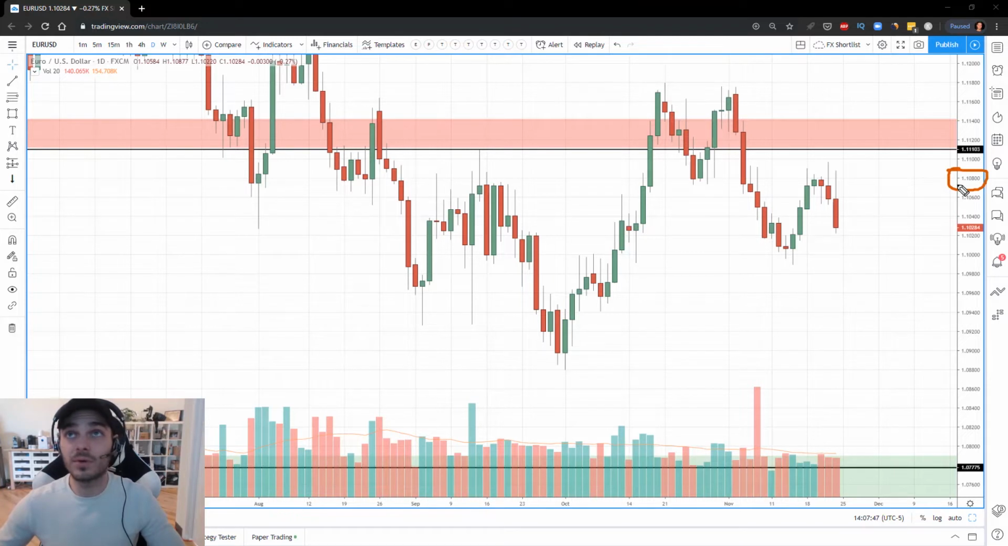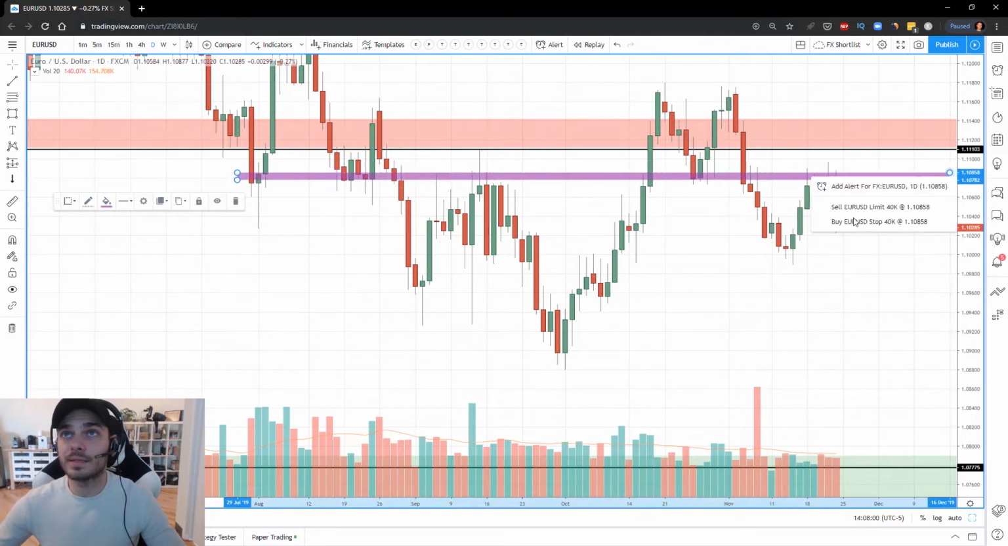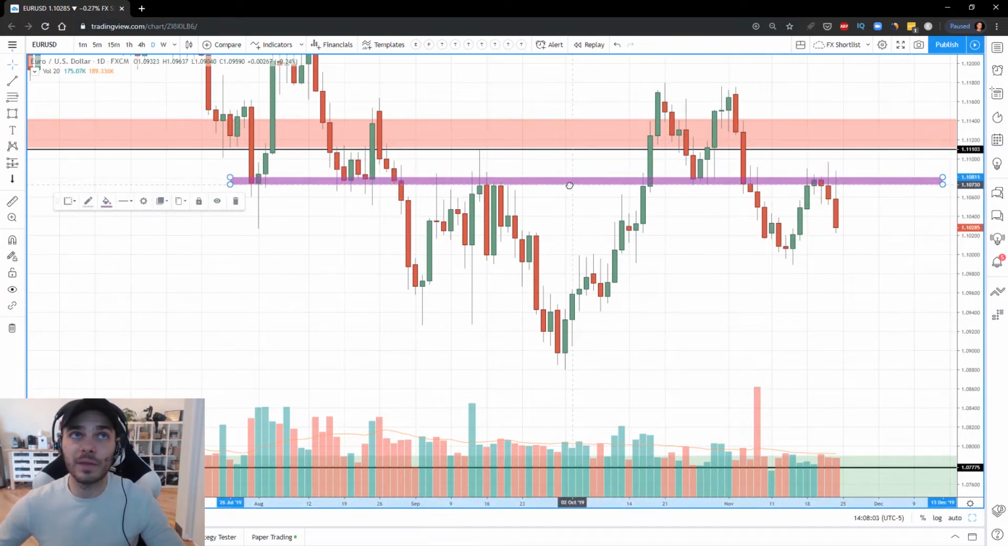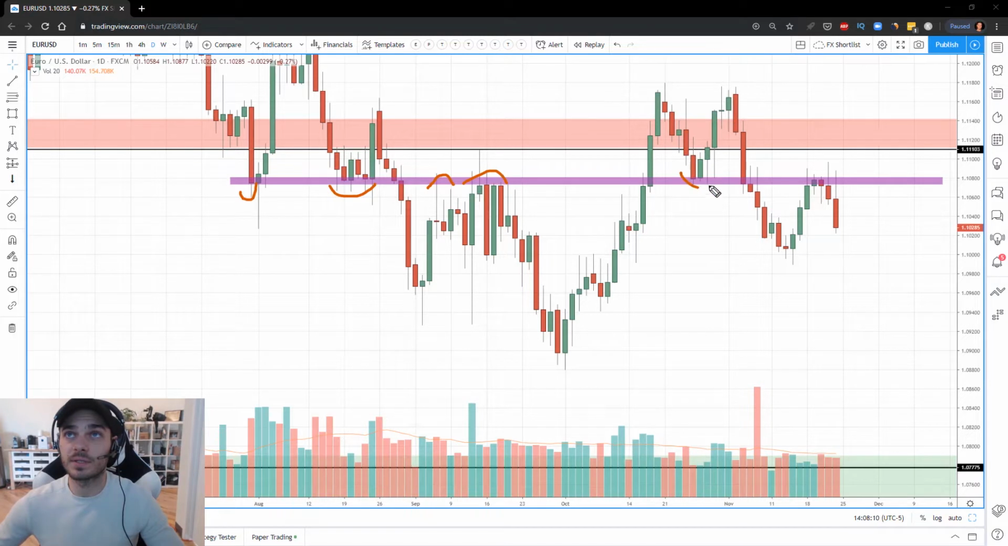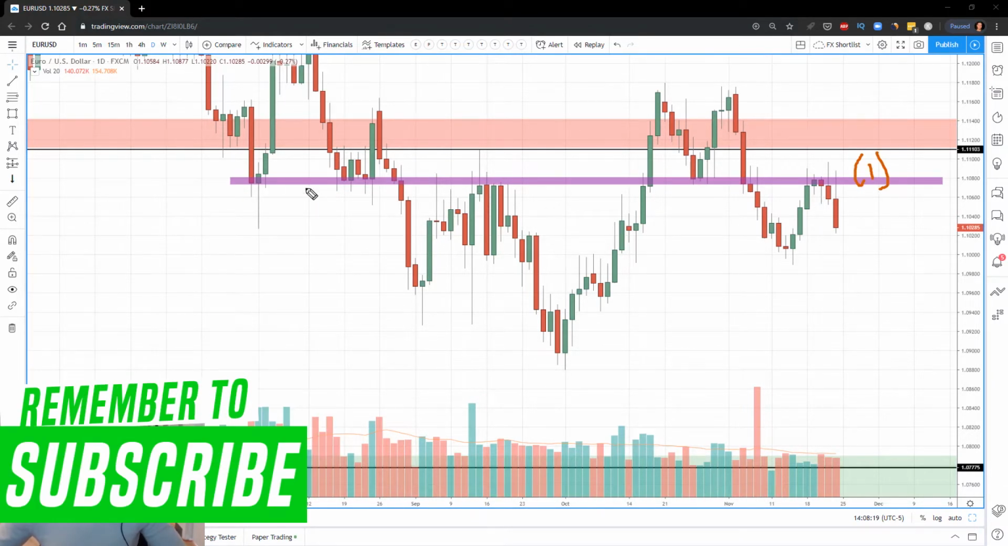And what is a flip zone? Well, that's simply a level that's acted as support and resistance in the past. So if I draw out a little box here, this is the level that we had as our flip level. You guys will notice that we had a low, support, resistance, resistance, support. We broke through that, and on the retest, that should act as resistance. So Confluence number one, we have a key support and resistance flip zone at that level, right at the 1.10800.